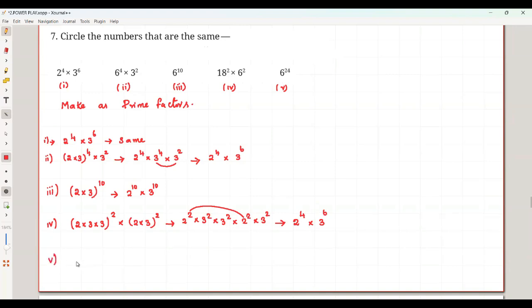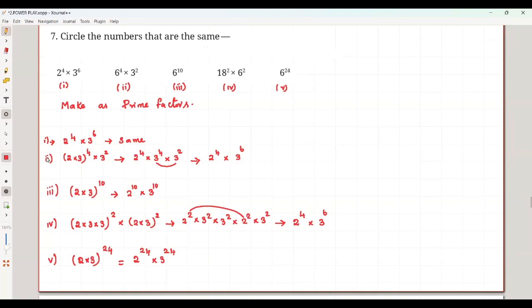Fifth one is given 6 to the power 24. So 6 can be written as 2 into 3, the whole power 24. That means 2 power 24 into 3 power 24. Okay, they are not the same. They ask us to circle the numbers that are the same. Actually, which numbers are the same?